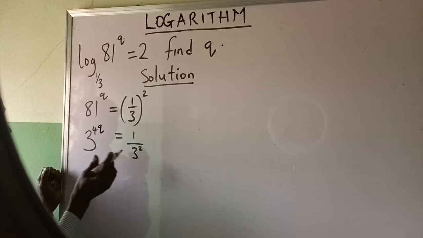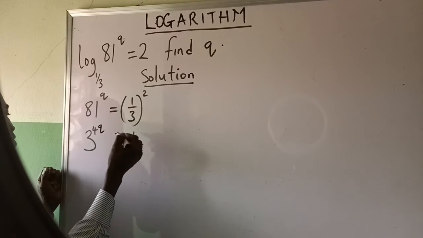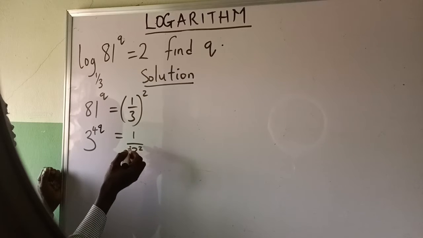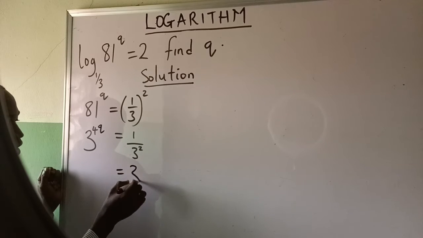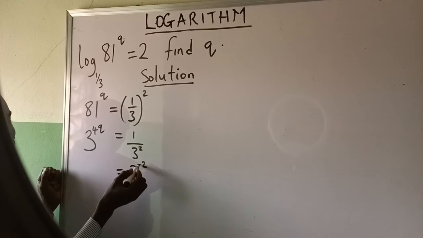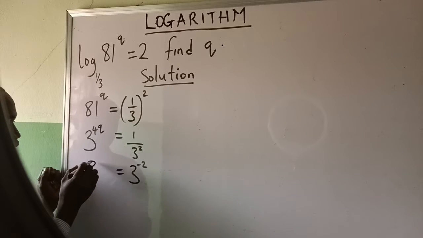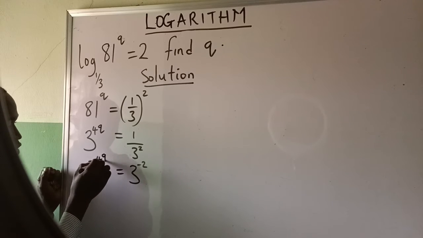Now, at this point, the negative index law of indices says that when you have 1 over, it's the same thing as writing 3 raised to the power of minus 2. That is, negative power means 1 over. So it's equal to 3 raised to the power of 4q.